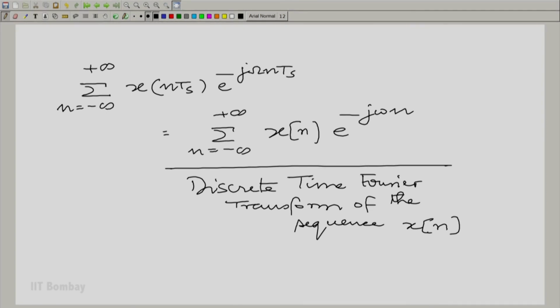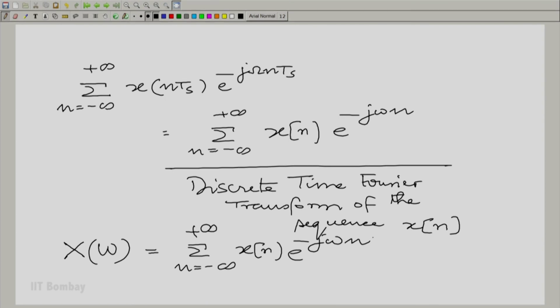Now, you know, we have an interpretation for this. We can denote it by capital X of omega. That is a common convention. And the interpretation that we had, you know, recall the ideas in the second module. It is the projection or the component of x n along e raised to the power j omega n. So, it is how much of e raised to the power j omega n there is in x n by finding the dot product, the inner product. Remember, this is the inner product that we have here.